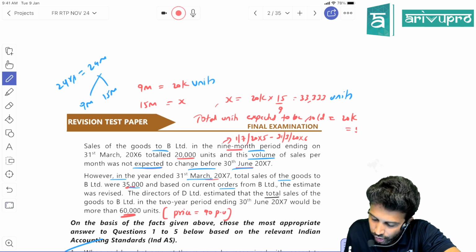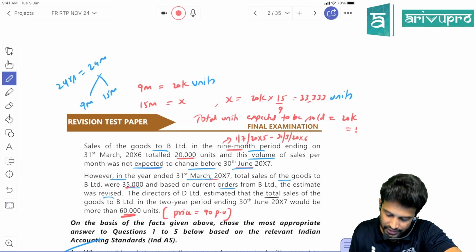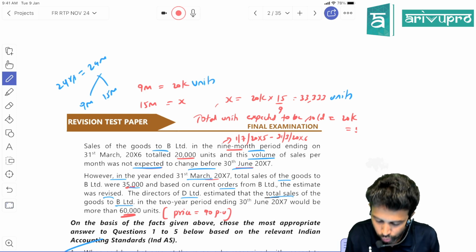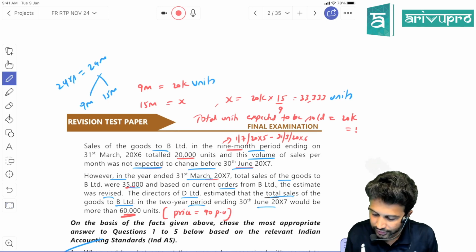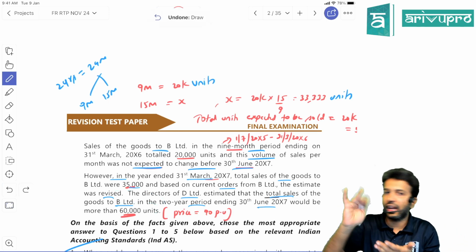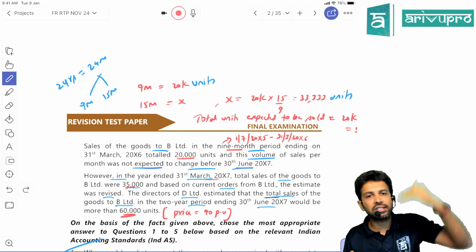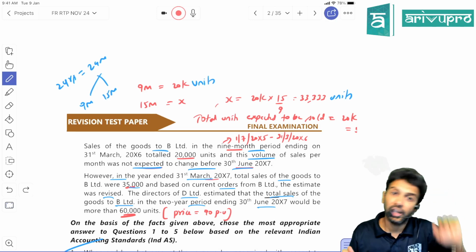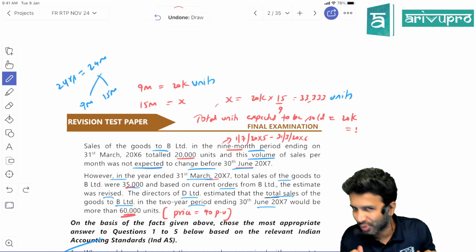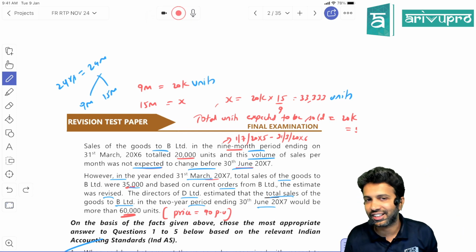And based on the current orders from B Limited, the estimate was revised. The directors of D Limited estimated that the total sales of the goods to B Limited in the 2-year period ending 30th June would be more than 60,000 units. In the first year, they thought that it will not exceed 60,000, hence the price was taken at 100 per unit. In the second year, based on the order size they have received so far, they feel it will definitely cross 60,000.